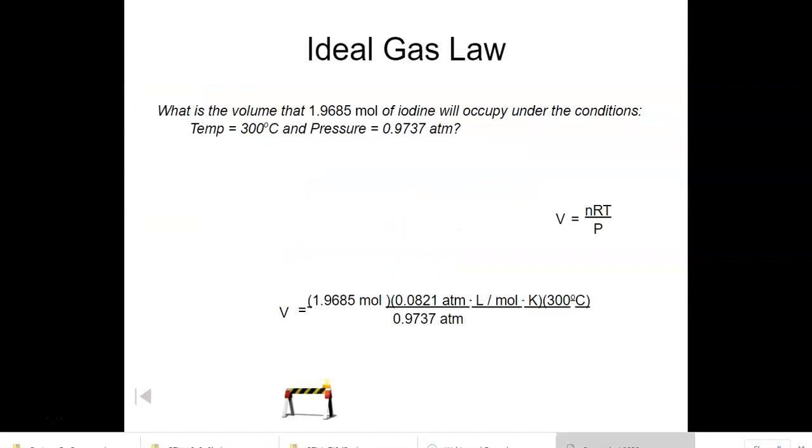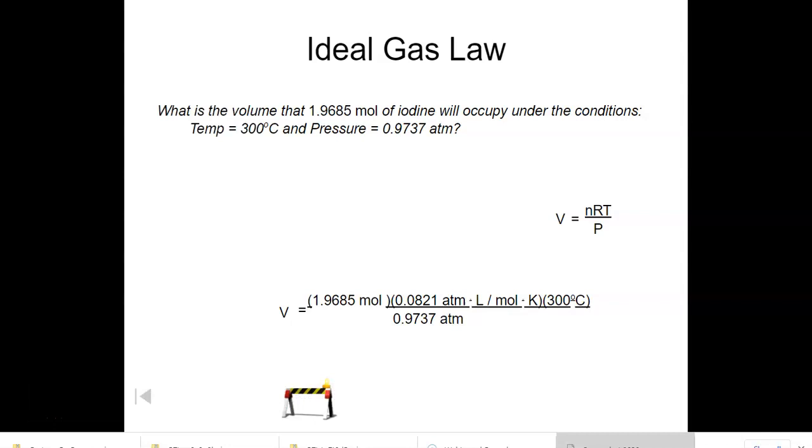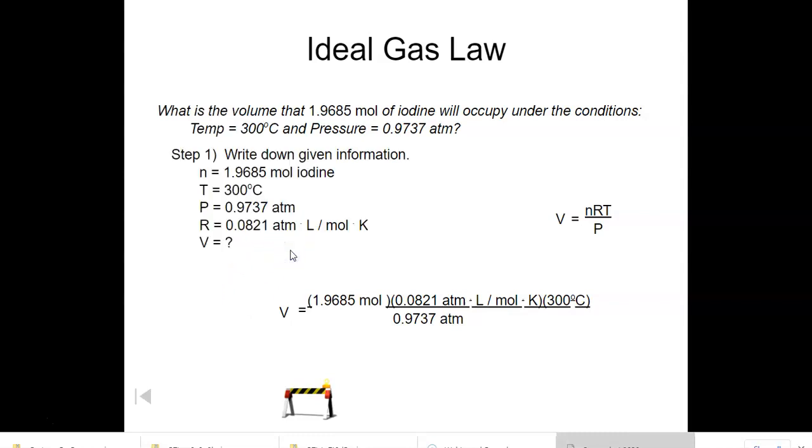Okay, so let's walk through a problem together. What is the volume that 1.9685 moles of iodine will occupy if it's in this condition? You have a temperature of 300 degrees Celsius and a pressure of 0.9737 atmosphere. So I want to write down my chart and all my given information. My n is the number of moles, 1.9685. My temperature is 300 degrees Celsius. My pressure is 0.9737 atmosphere.